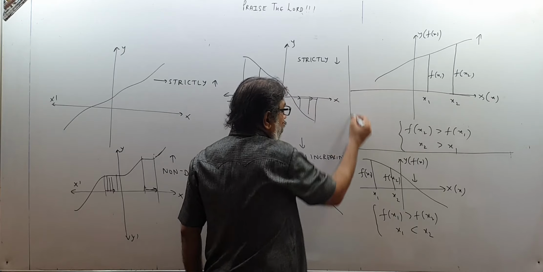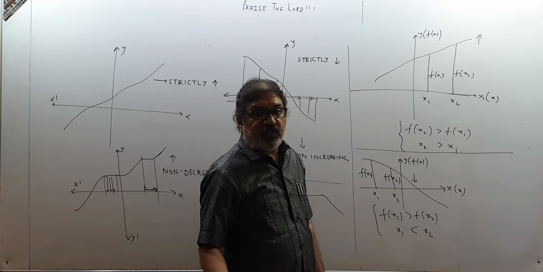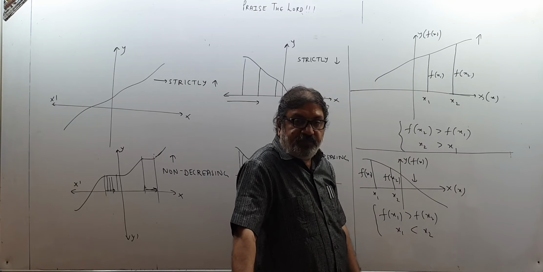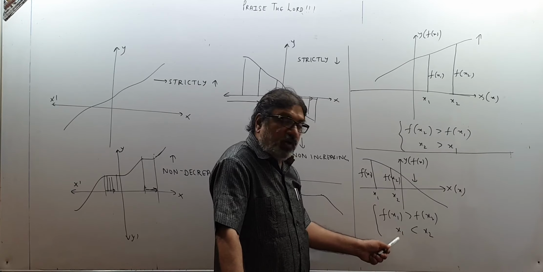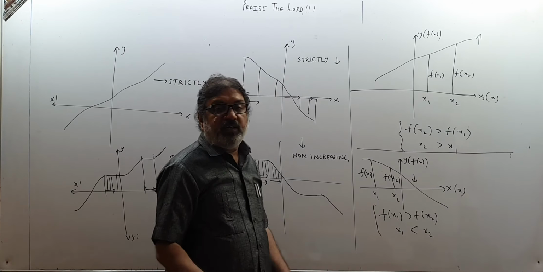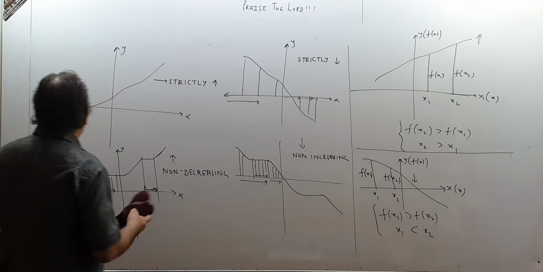So please remember, for increasing function what will happen? Whether we apply the function or we remove the function, the inequality sign does not change. And in case of decreasing function, when we remove the function or we apply the function, the inequality sign changes. Please pause and copy, children. I want to teach more things.